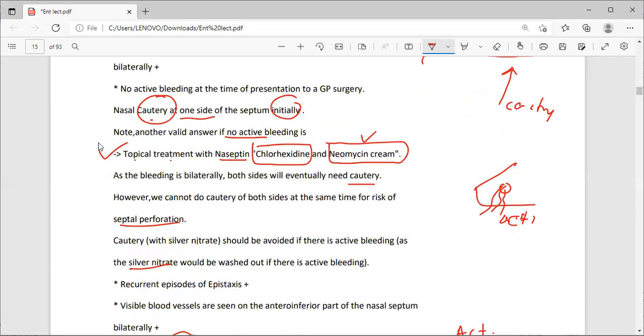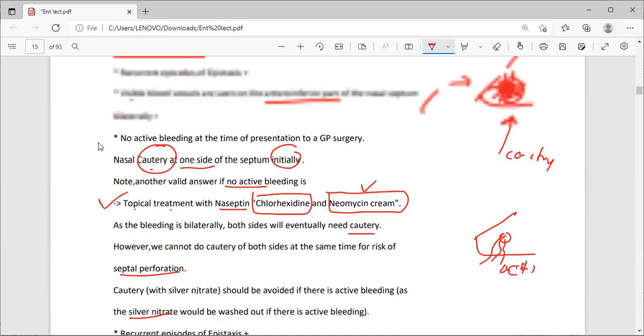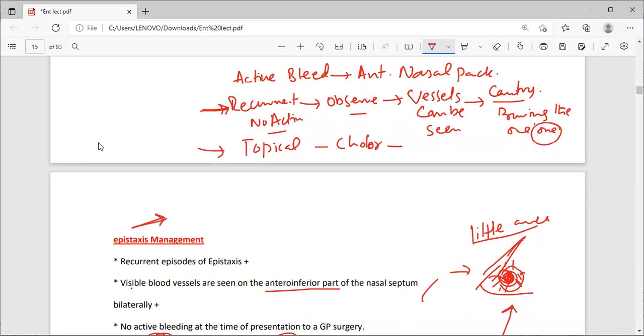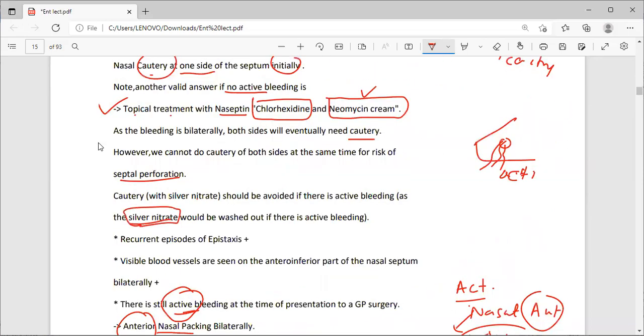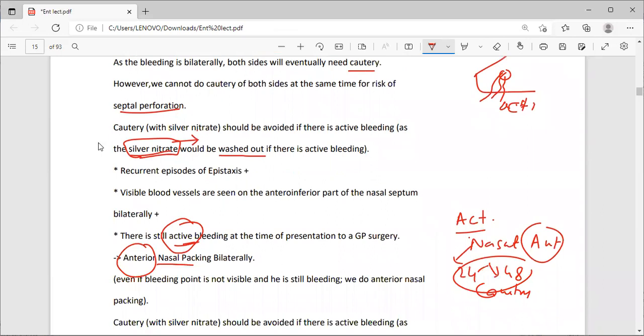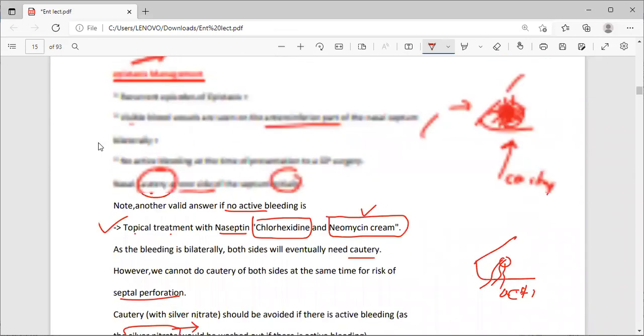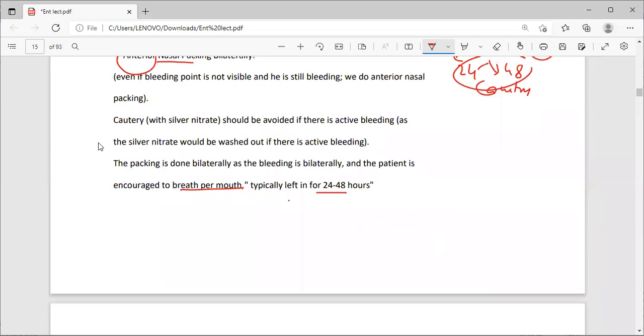Why can you not use cautery on active bleeding? Because there is a substance called silver nitrate, which is used to perform the nasal cautery, and it can be washed out when there is active bleeding. And there you can see the anterior nasal packing, which will be left in for 24 to 48 hours.